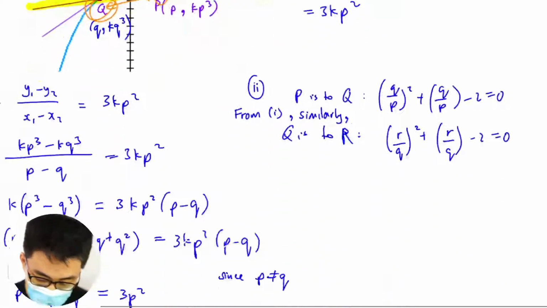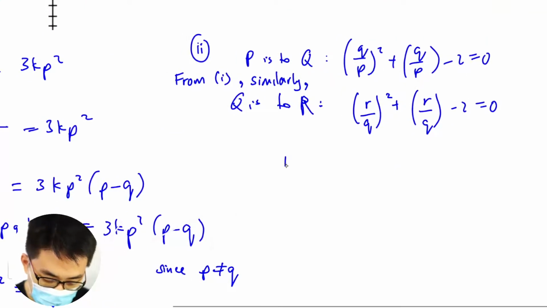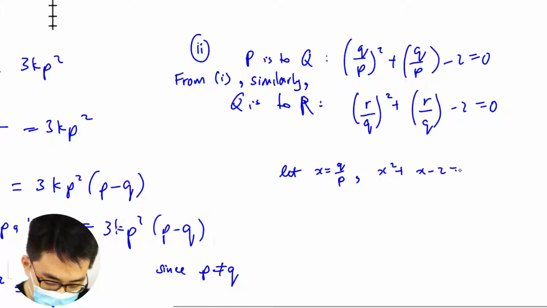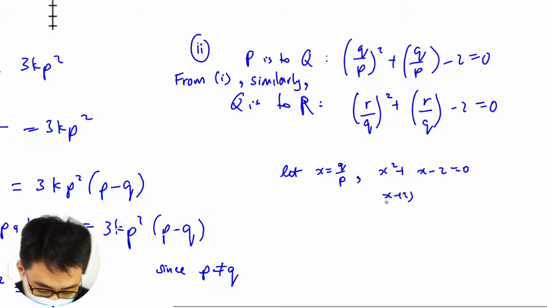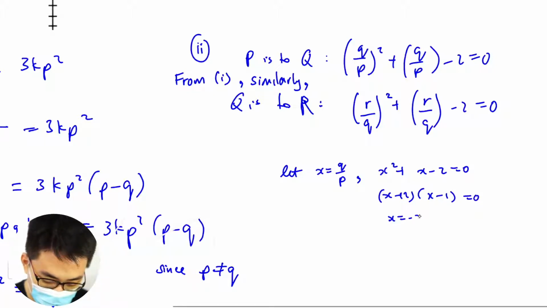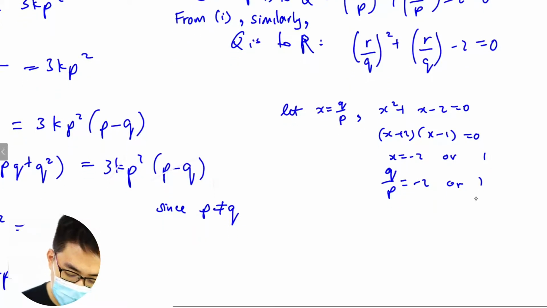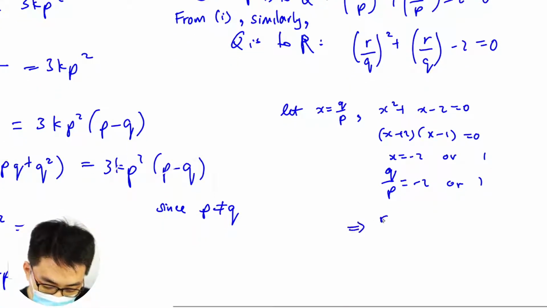So from here, hence, let x equal Q over P. So x squared plus x minus 2 equals 0. So this will be x plus 2, x minus 1. Correct. So x equals minus 2 or 1. So Q over P equals minus 2 or 1. Reject minus 2. This one will also give us R over Q equals minus 2 or 1.